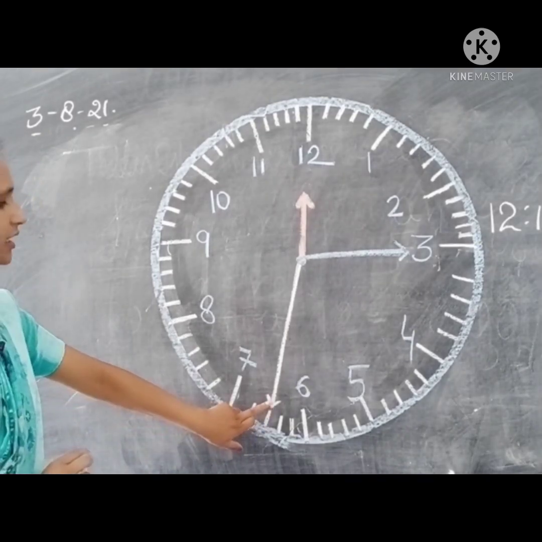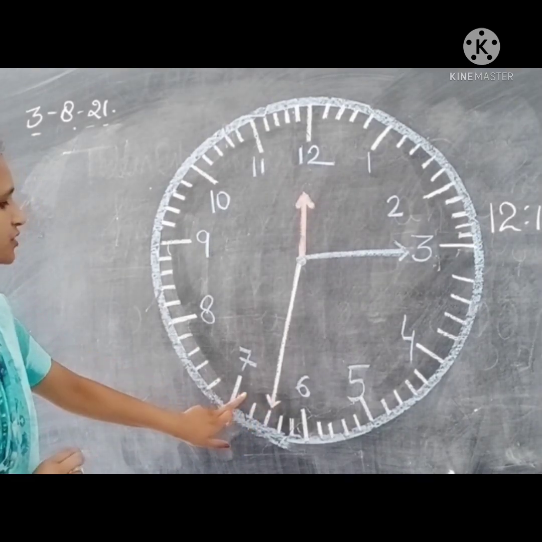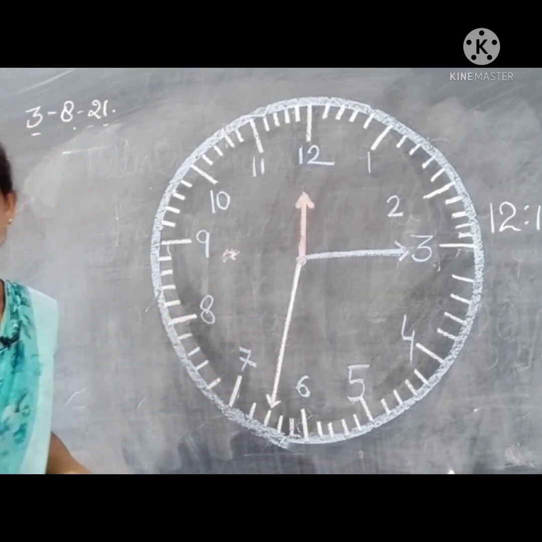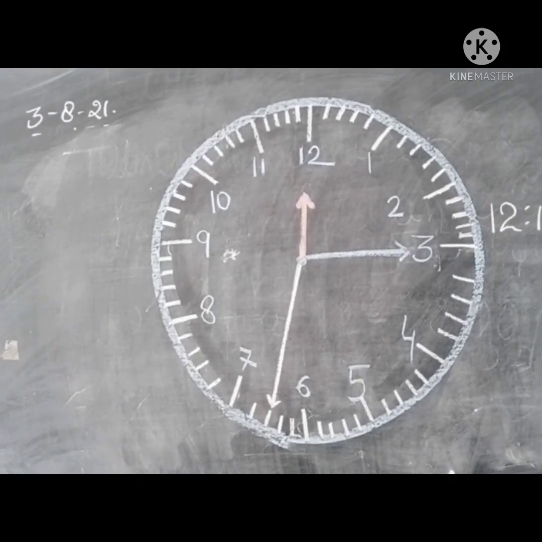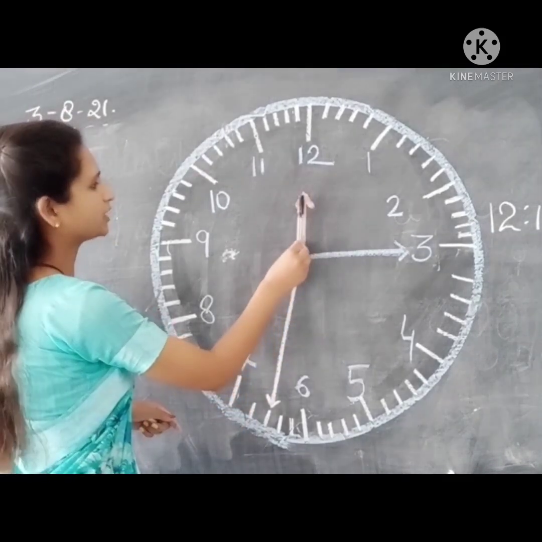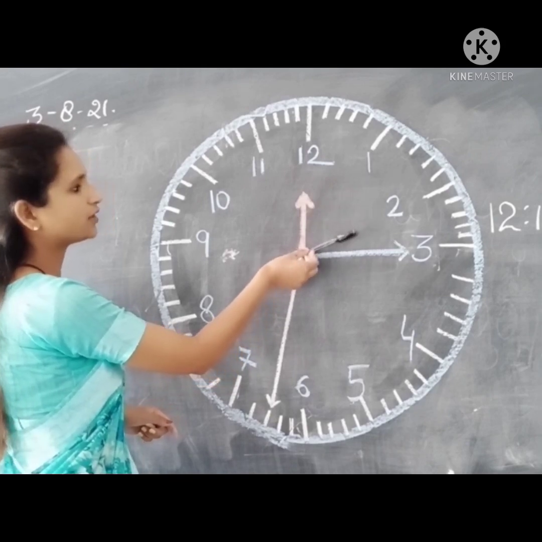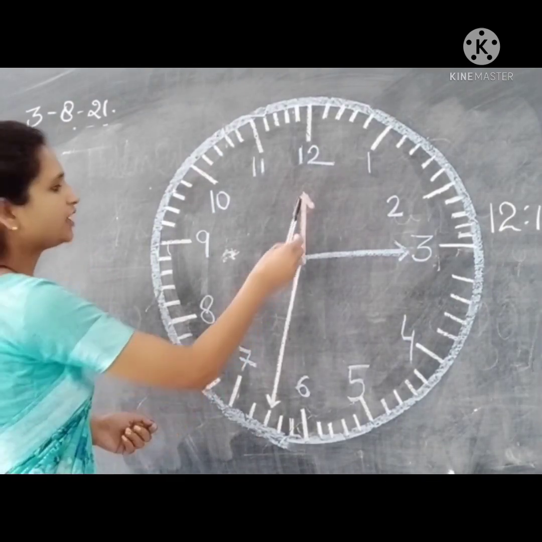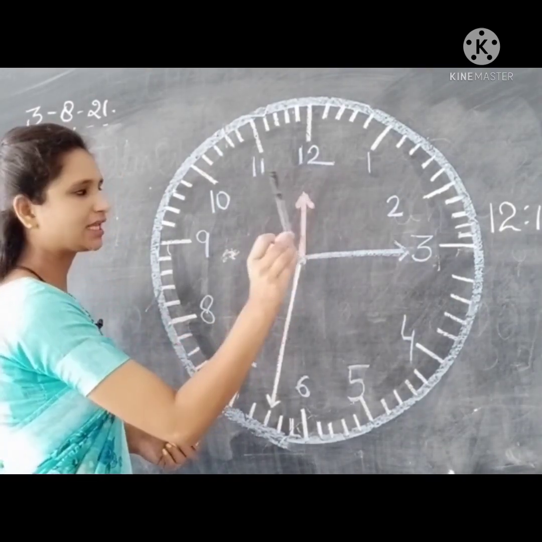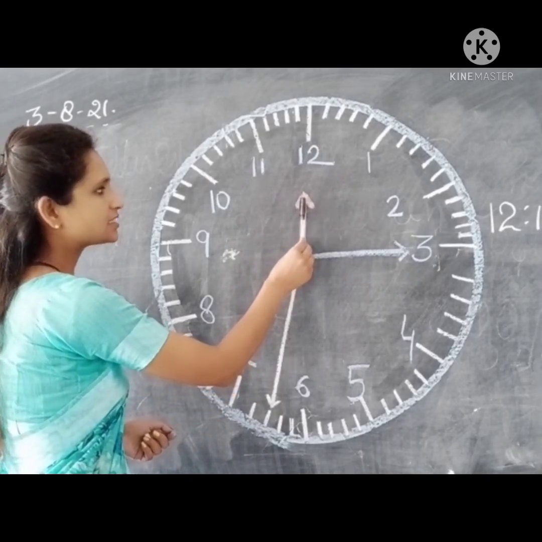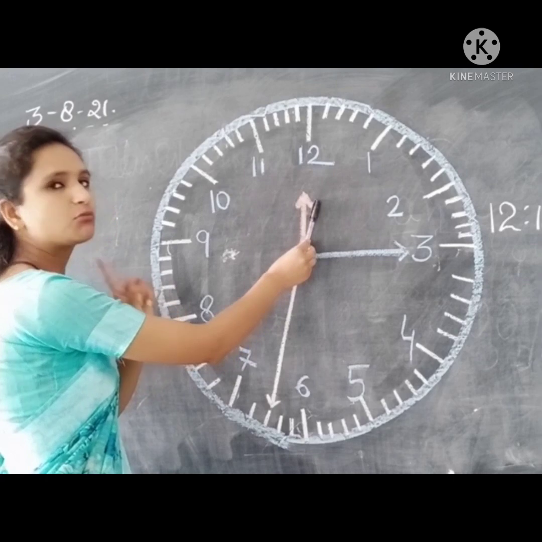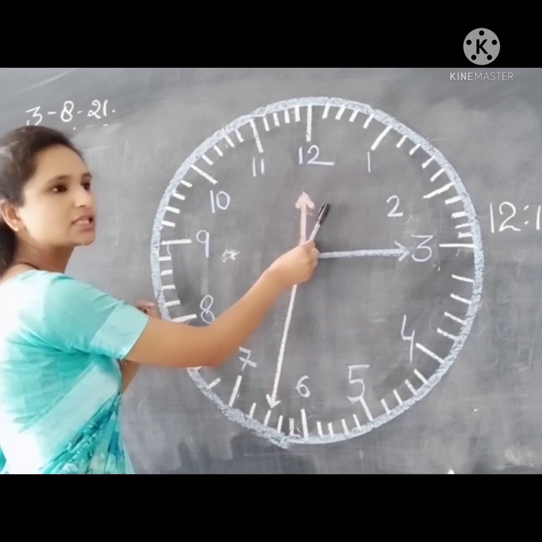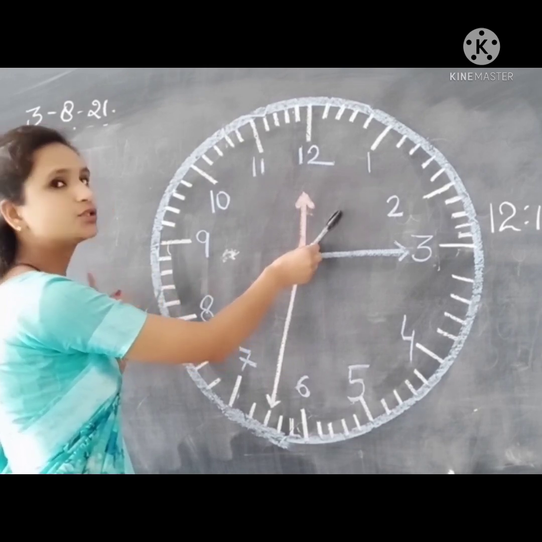You must have seen that the seconds hand moves in a jerk. It moves like this: 1, 2, 3, 4, 5. Let me show you more clearly. The seconds hand moves like this: 1, 2, 3, 4, 5, 6, 7, 8. So it moves slowly in jerks. When the seconds hand takes one jerk, it means 1 second. Then if it takes another jerk, it means 2 seconds. Then the third jerk, 3 seconds.